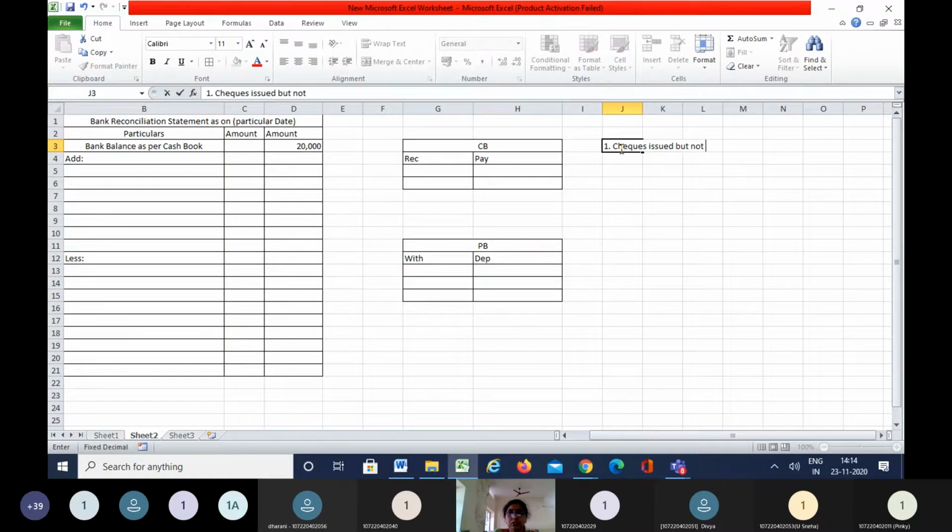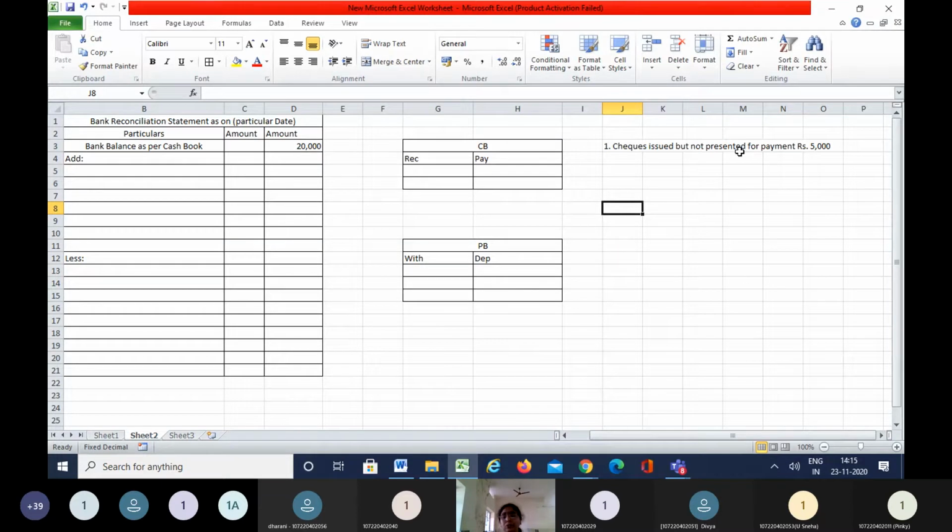but not presented for payment, 5,000. Now what you have to understand is that whenever you are going through a particular transaction which is being given, these transactions are nothing but the reasons because of which there is a difference in the cash book balance as well as in the passbook balance.